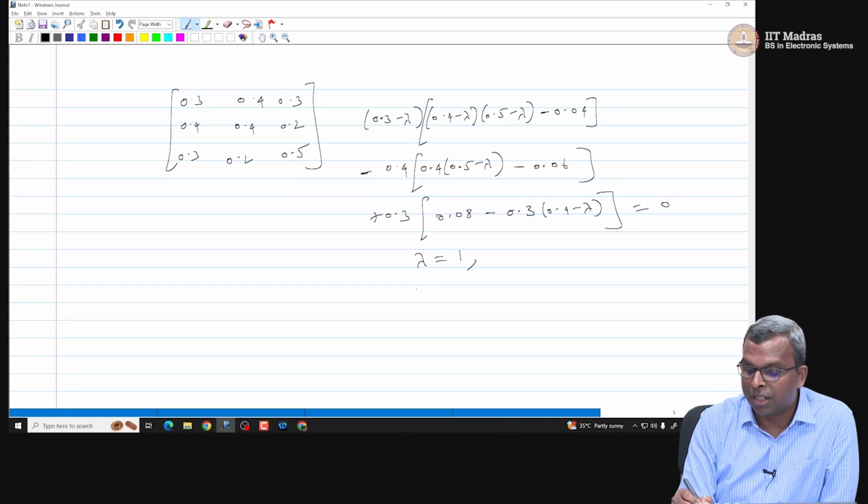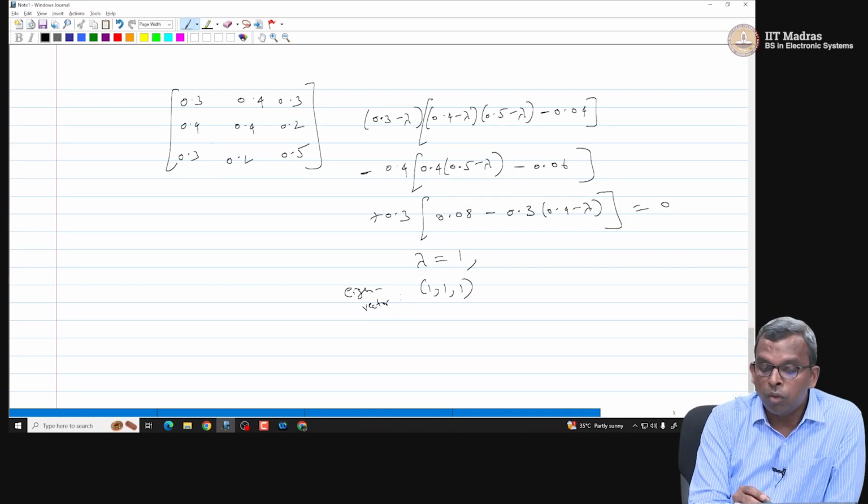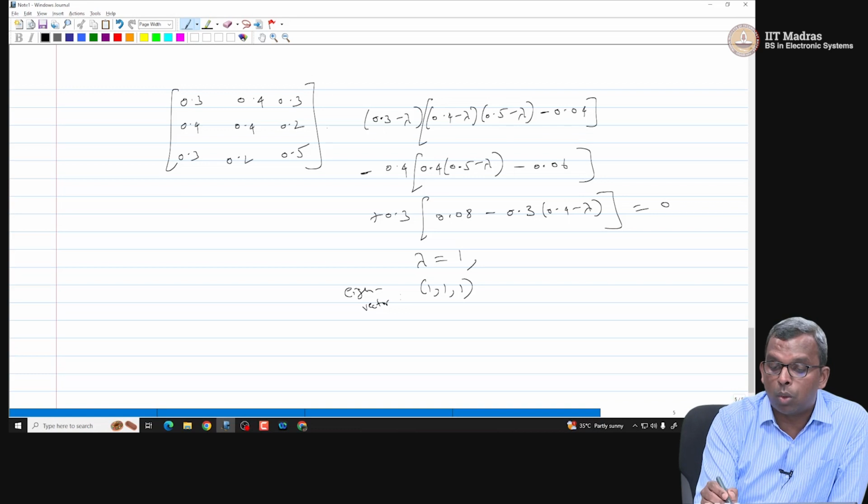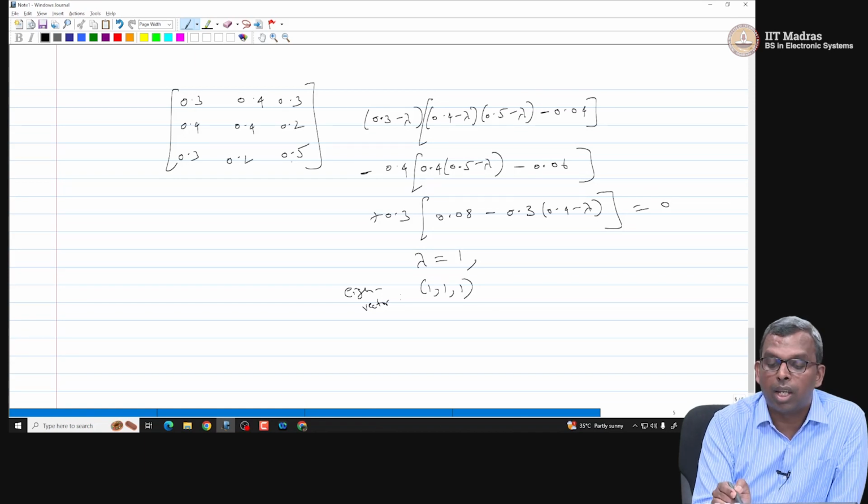In fact, the eigenvector corresponding to this is 1, 1, 1. You can check this. You might take this matrix and multiply by 1, 1, 1 on the right. When you multiply it, it's a sum of the rows, right? So if you look at the sum of the rows, you get 1 here, 1 here, 1 here. So it just becomes 1 into 1, 1, 1. So 1, 1, 1 is an eigenvector with eigenvalue 1.